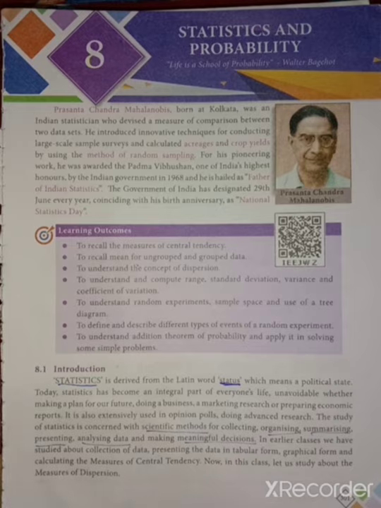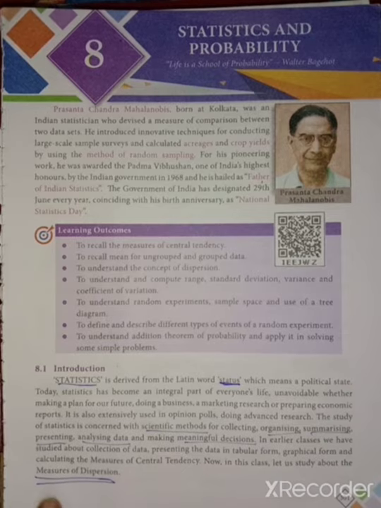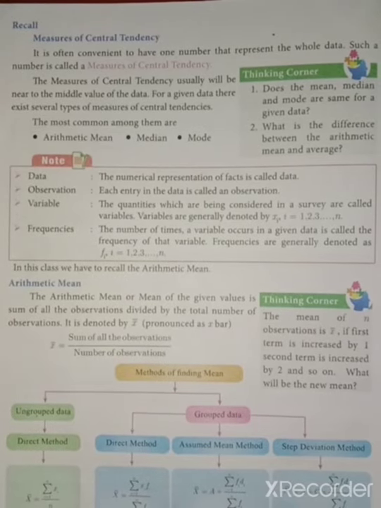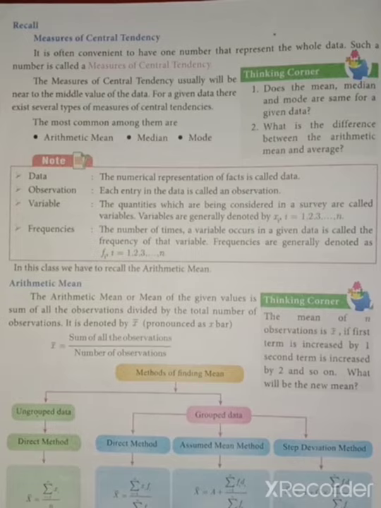In the previous class, in 9th standard, you already saw the collection of data, presenting the data in tabular form and graphical form, and finding the measures of central tendency. Here we are going to see a new topic, that is measures of dispersion. This is your first statistics class, measures of dispersion. First of all, I want to recall the previous class, measures of central tendency.